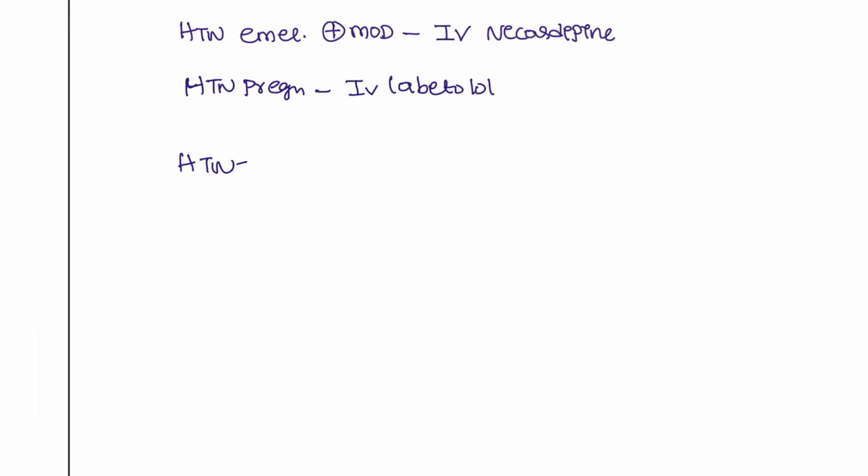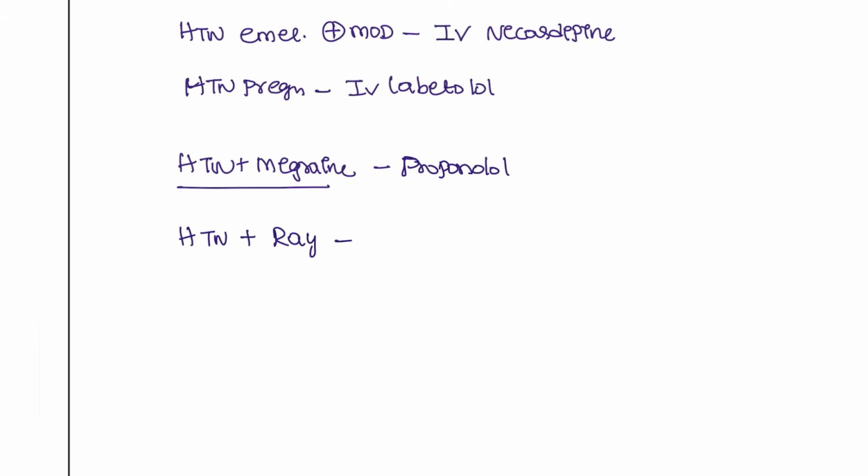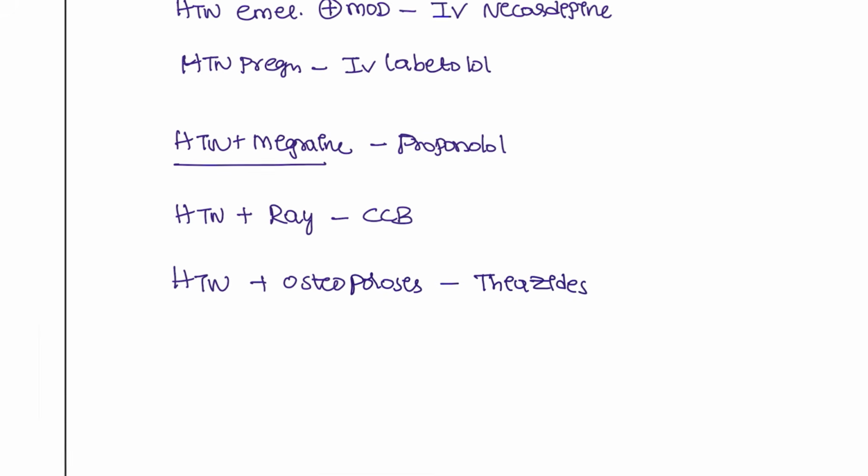Hypertension patient with a history of migraine. Okay, next, these are the COMAPs. In the COMAPs you can give propranolol. Hypertension patient with Raynaud's, here you can give the CCBs. Hypertension patient with osteoporosis. For this patient we can give the thiazides because it will maintain the calcium.